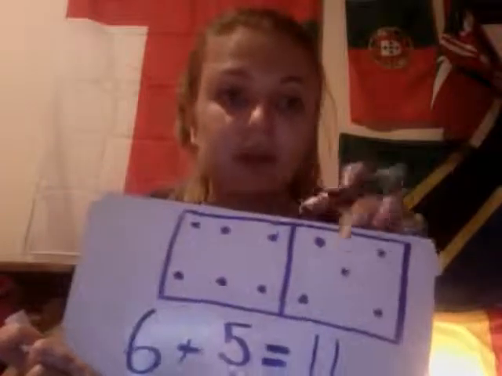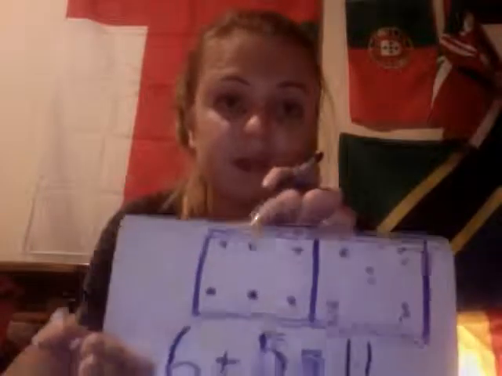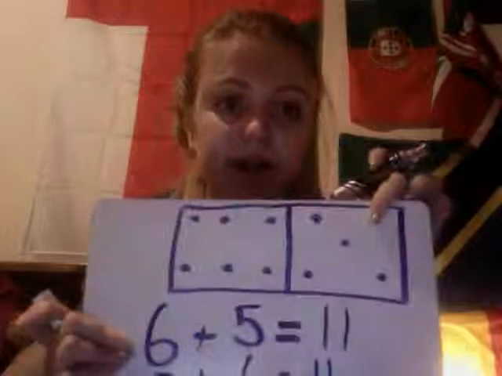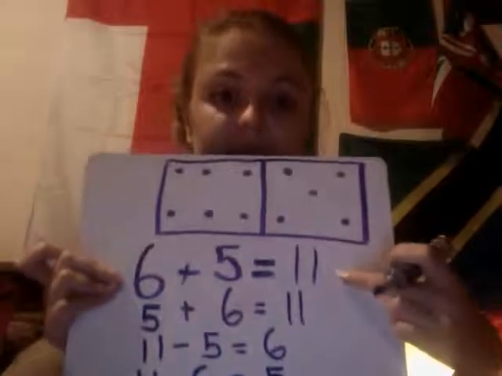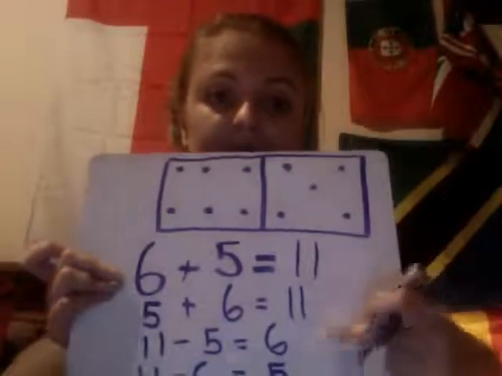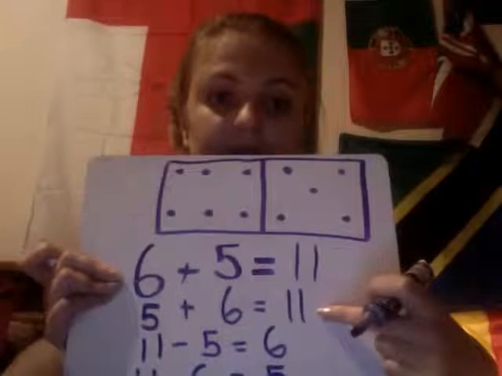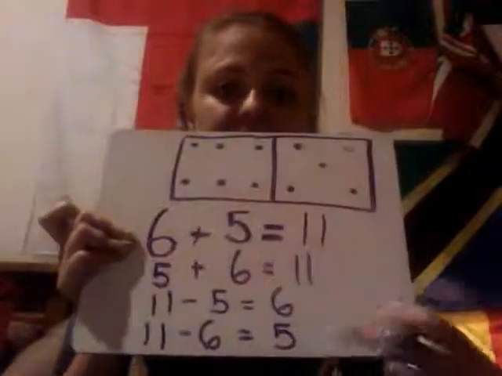Okay, and so doing a fact family based on the domino, you just need to look at the 2 numbers that are on each side. So here's 6, here is 5, and then we make our addition fact. And then we do our turnaround fact, and then we make the subtraction. Okay, so that is for fact families.